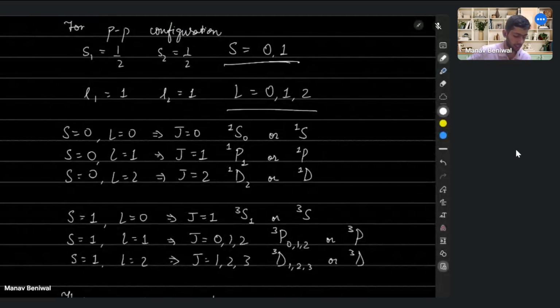Because this 3 is the multiplicity, you are seeing that we are getting 3 possible values of J. Therefore it is called multiplicity. Here again we see that multiplicity is 3 and we are getting 3 possible values of J. But this rule is not there in the s orbital. When your L is 0, then we get only one value irrespective of the multiplicity.